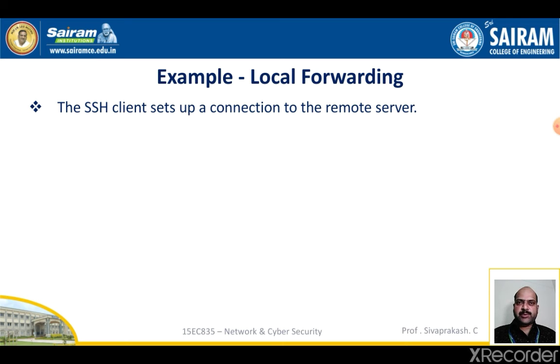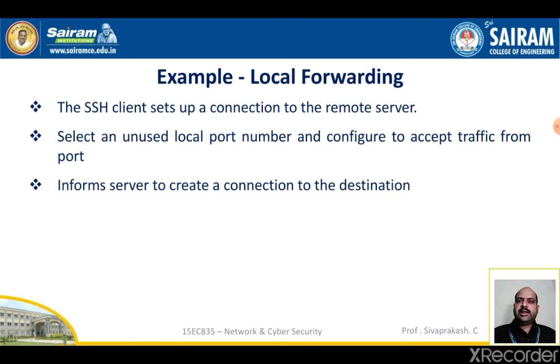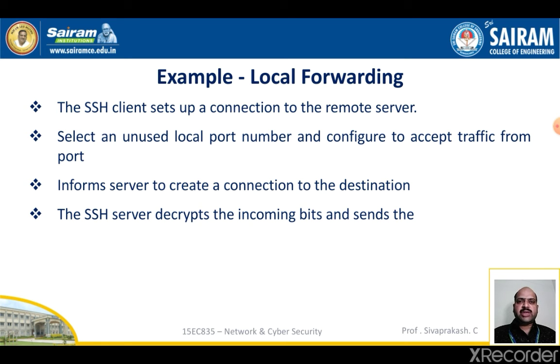The SSH client sets up a connection to the remote server, selects an unused local port number, say 9999, and configures SSH to accept traffic from this port, designated for port 110 on the server. The SSH client informs the SSH server to create a connection to the destination, in this case mail server port 110. The client takes any bit sent to the local port 9999 and sends them to the server inside the encrypted SSH connection or session.